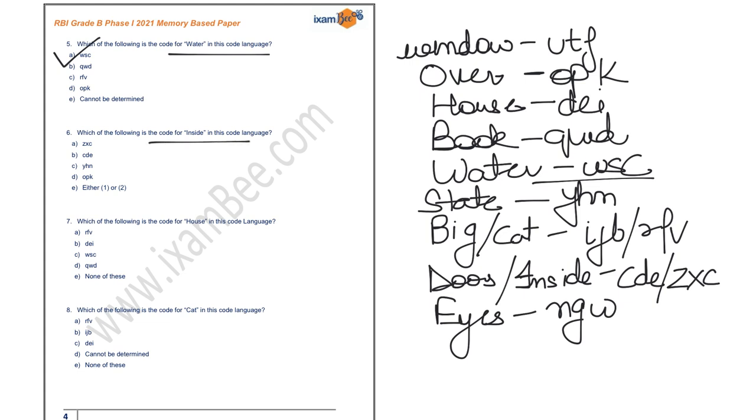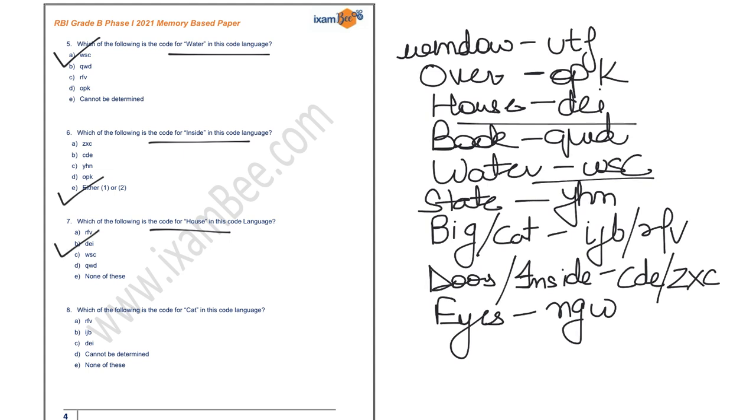So you know that the code for inside can either be CDE or ZXC. So the correct answer for this particular question is option number E, that is either one or two. Your seventh question states which of the following is the code for house in this code language. So the code for house is DEI, so option number B is the correct answer.